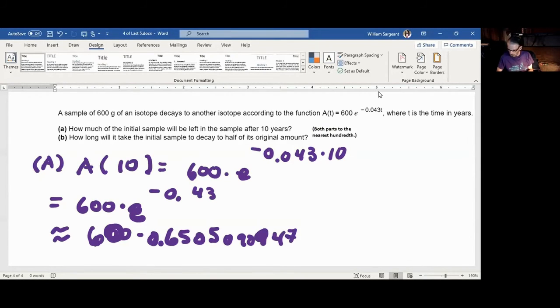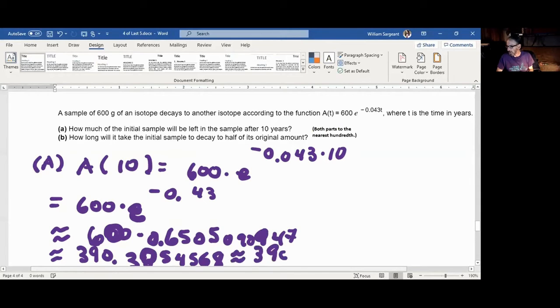So multiplying that by 600, I'm getting 390.3054568, and we're supposed to round to the nearest hundredth. That 5 in the thousandths place is going to round that up to 390.31, and since this is an amount, the initial amount was in grams, so this will also be in grams.